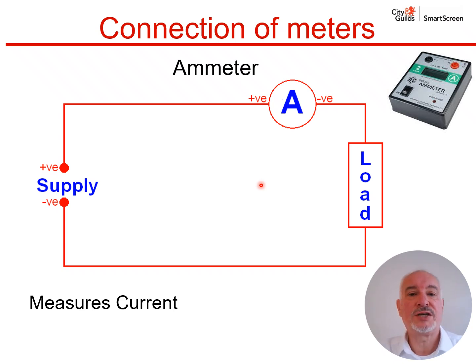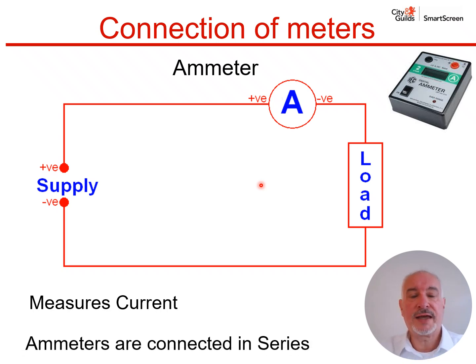An ammeter measures current, so it's measuring the current flow in the circuit, and it has to be connected into the circuit in series. Now that means that all of the current that's flowing in that circuit, if you imagine it's flowing through the load, has to flow through the ammeter for the ammeter to measure it. Now in order to connect it in series, we first need to disconnect the circuit to create a point at which we can connect that ammeter in.